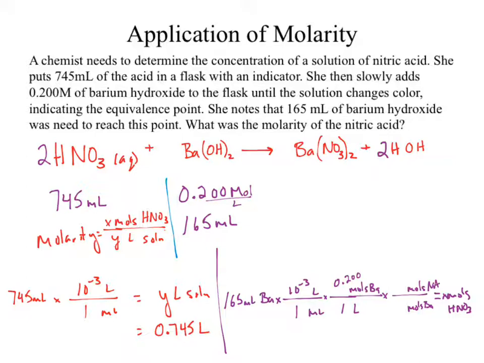2. Why 2? Because that's how many. Go up to the balanced equation. What number shows up in front of nitric acid? 2. What number needs to show up in front of moles of barium? 1. We now know the moles of nitric acid. What were we solving for? Moles of nitric acid. Ultimately, our goal was to get to molarity of nitric acid.